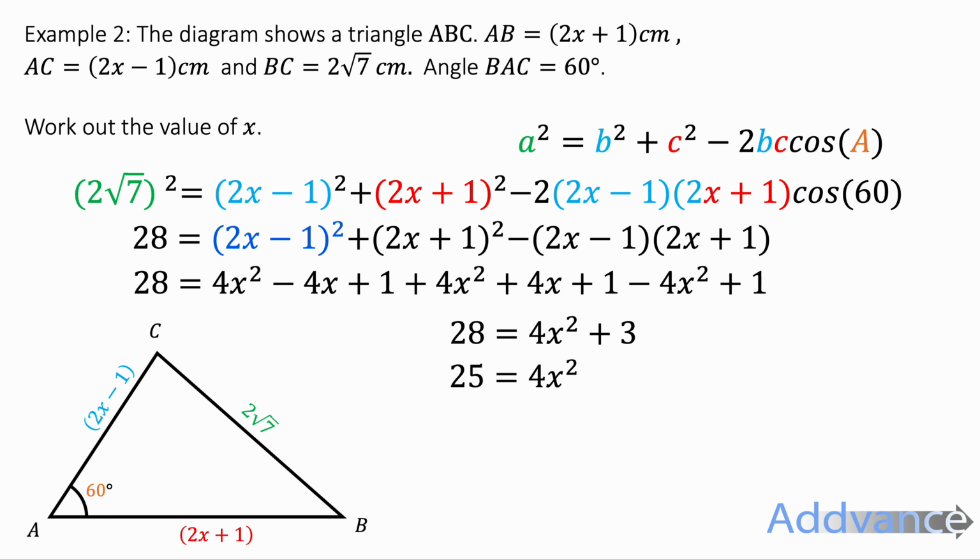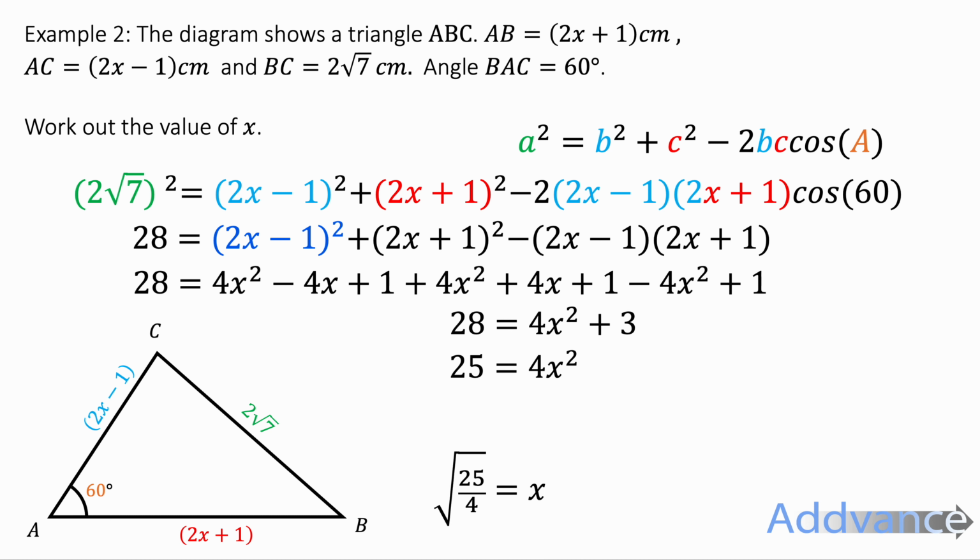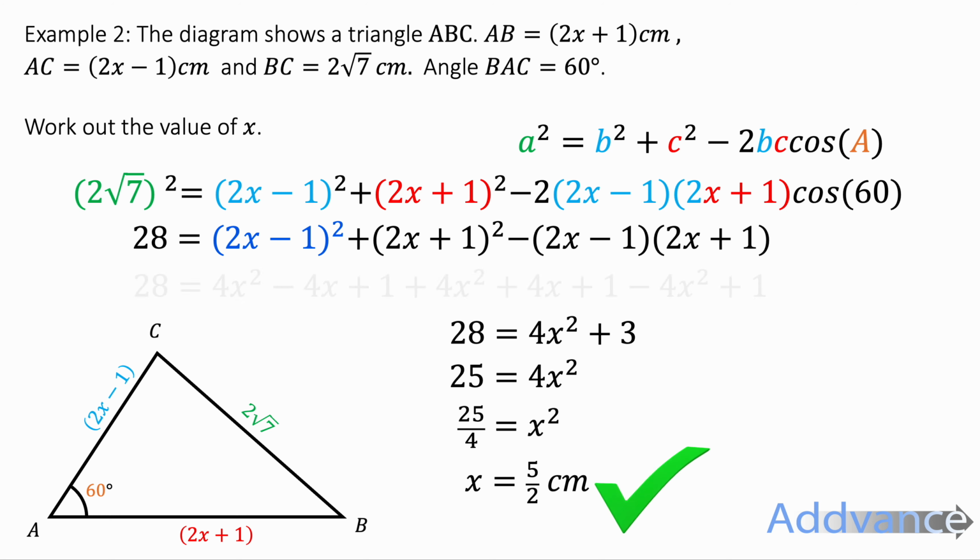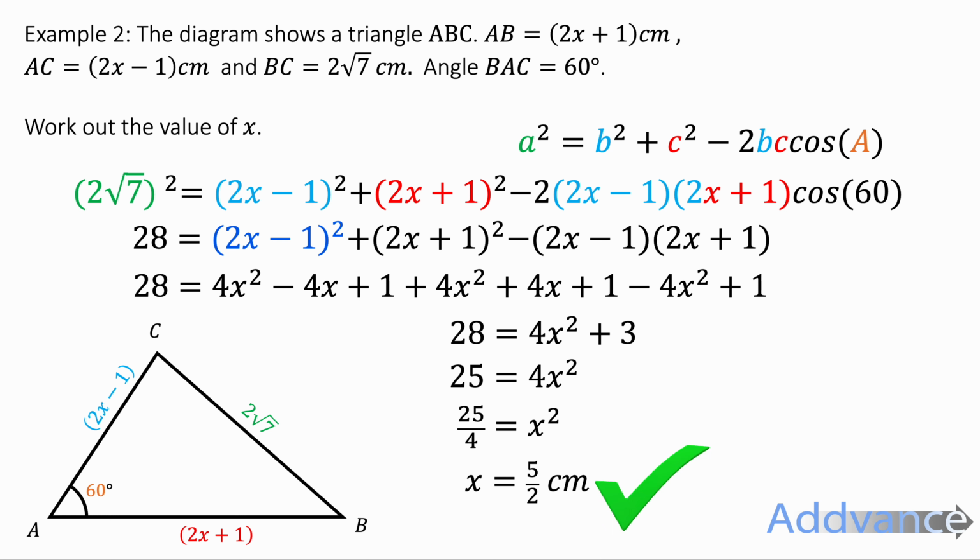We'll subtract 3 from both sides and we get 25 equals 4x squared. Divide by 4, and 25 over 4 equals x squared. And then we'll square root both sides. And that's equal to x. And the square root of 25 over 4 is 5 over 2 centimeters. And so x must be 5 over 2 centimeters, or 2.5 if you prefer. And that is the final answer.